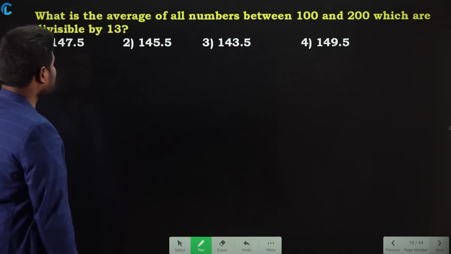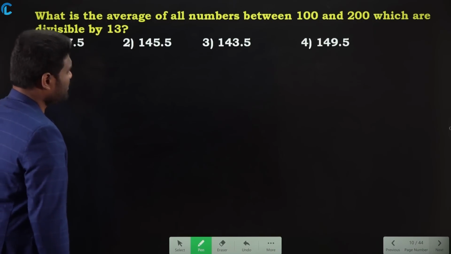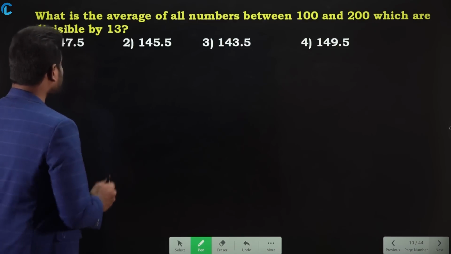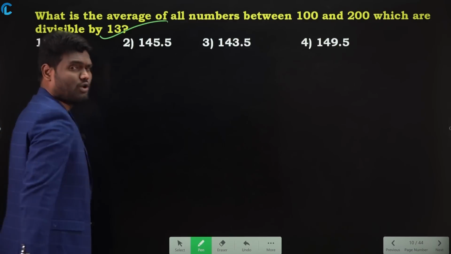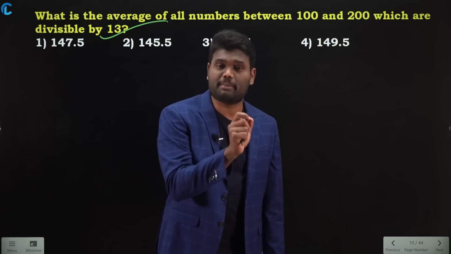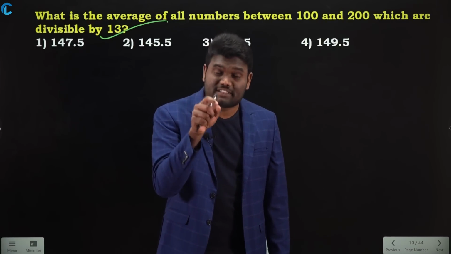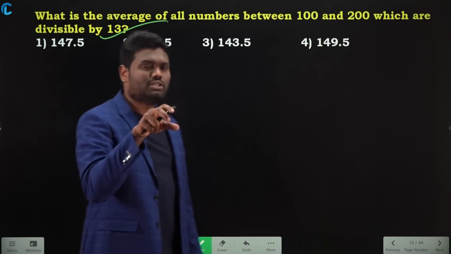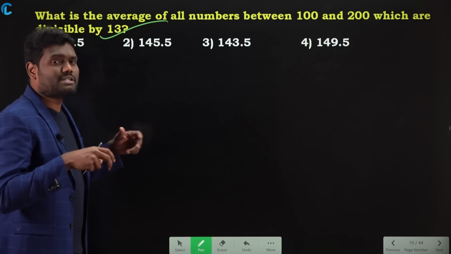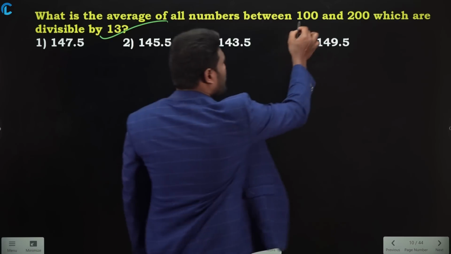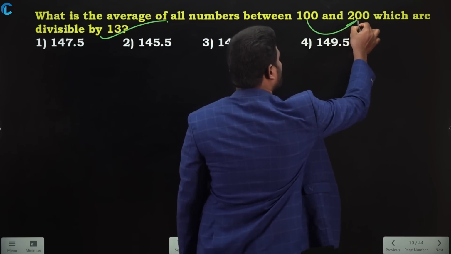Next one, what is the average of all numbers between 100 and 200 which are divisible by 13? Now look here, this question is not about even numbers or odd numbers. This question is about numbers which are divisible by 13. As you know, we need to find the numbers that are divisible by 13. We need numbers between 100 and 200.